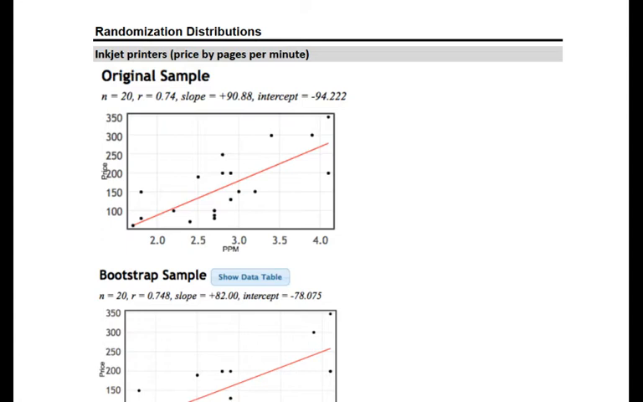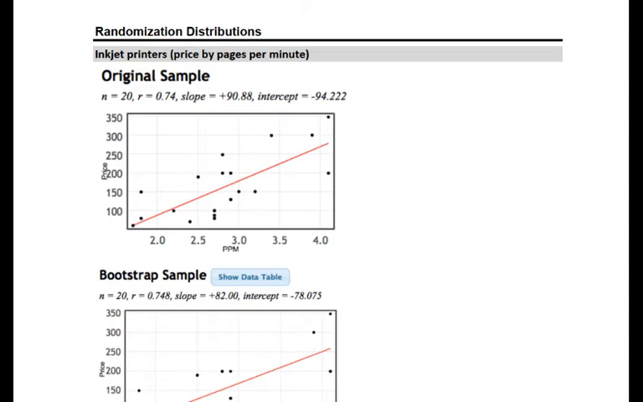So our objective in understanding randomization distributions is not to fully understand how each type is generated, but at least to understand what some of the differences are between a randomization distribution, which we would use for a hypothesis test, and a bootstrap distribution, which we would use just for a confidence interval.